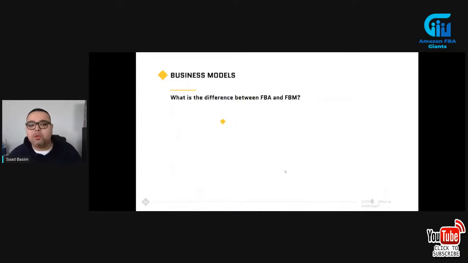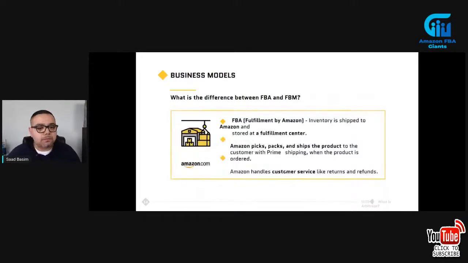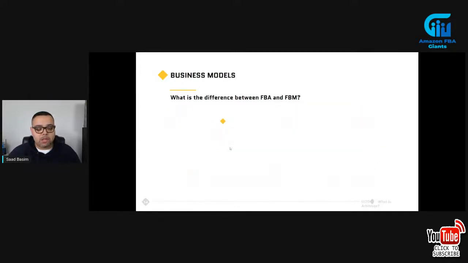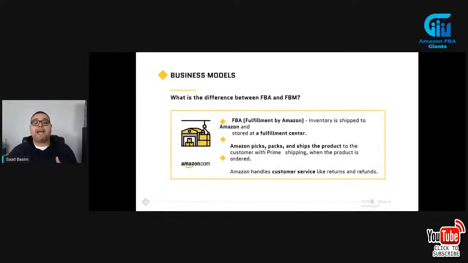Now, let's talk about the difference between FBA and FBM. FBA is being fulfilled by Amazon. That means the inventory is shipped to Amazon and stored at a fulfillment center. So basically, if I have this product, I take it, put it in a box, and ship it to Amazon, and Amazon will fulfill it for me once someone buys it. This is called FBA. Amazon picks, packs, and ships the product to the customer with Prime shipping. And when the product is ordered, Amazon handles customer service like returns and refunds, which is really, really cool.